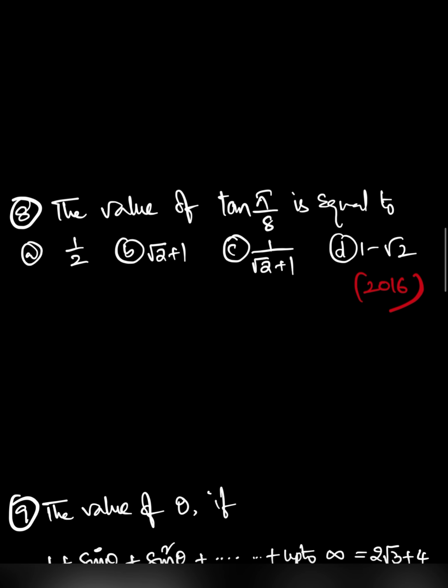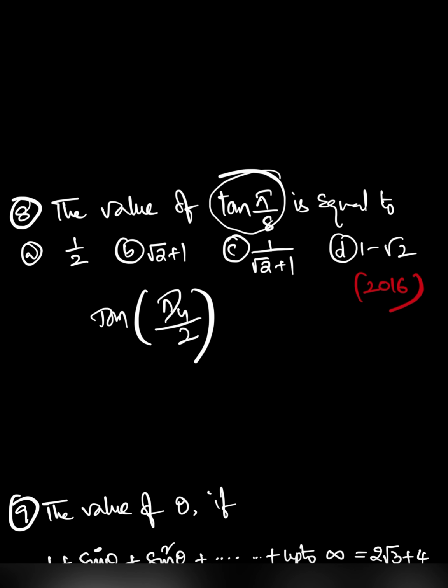Now move on to the 8th question. Coming to the 8th question, tan pi by 8, which is pi by 4 by 2, that is pi by 8. And tan pi by 8 is in the first quadrant. If you don't know how to solve the question, we can choose some elimination tricks.